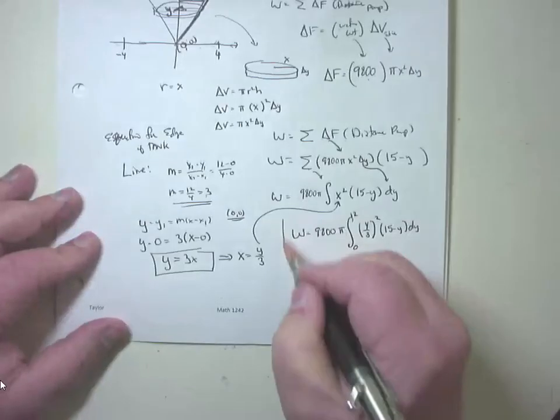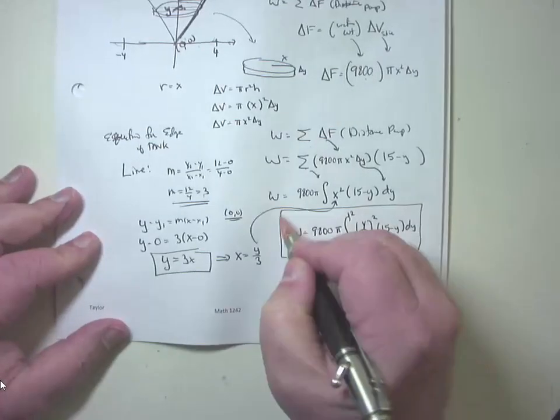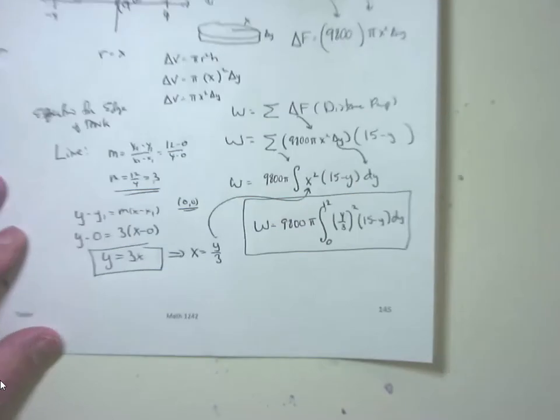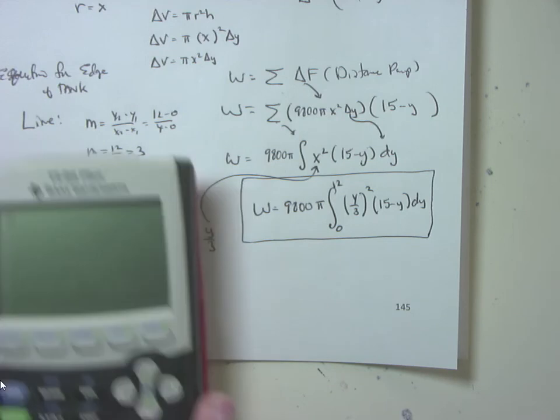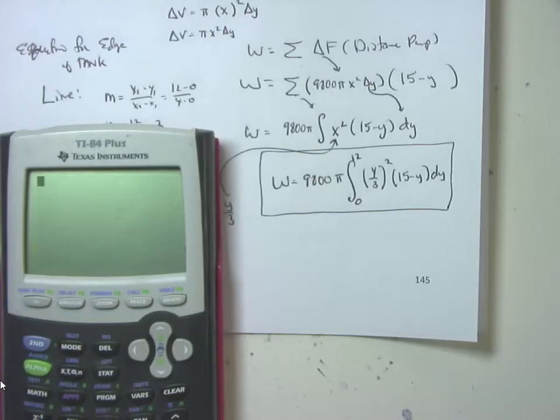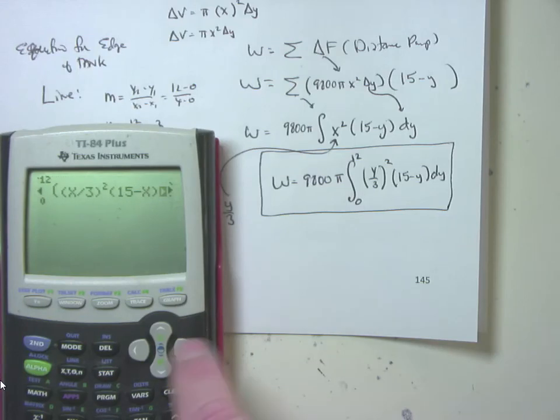So here is, and you can see, how we're going to ask questions like this on the final exam as well as problems on my test and homework sets. Set up the integral that calculates the work. And then on something like this, just to save some time, I will use my calculator and leave the answer in terms of pi. So this is 9,800 pi times the integral from 0 to 12 of (x divided by 3) squared times (15 minus x) dx.